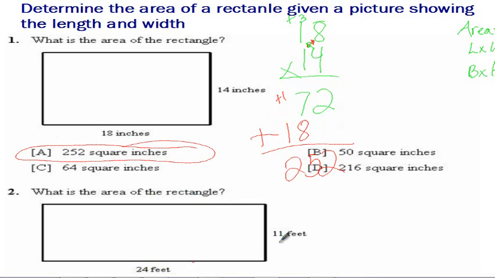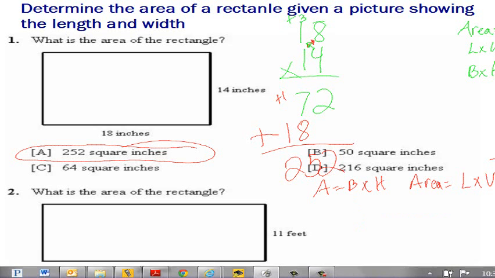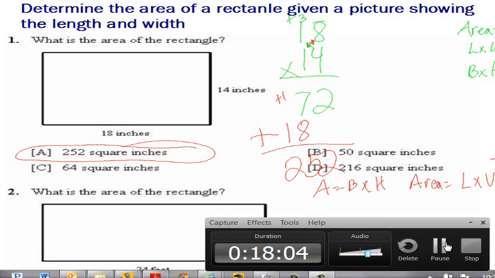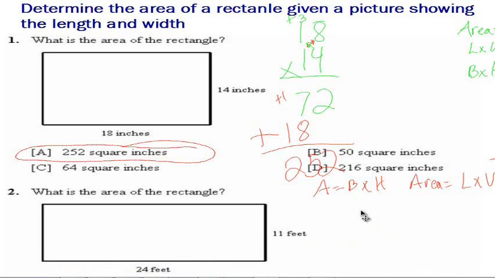Here's 24 and 11. What is the area of a rectangle? Samantha, what do we do here? Area equals base times height, or area equals length times width. What do I do here? The 11 feet will go to multiply. Now, the next step is to multiply 11.